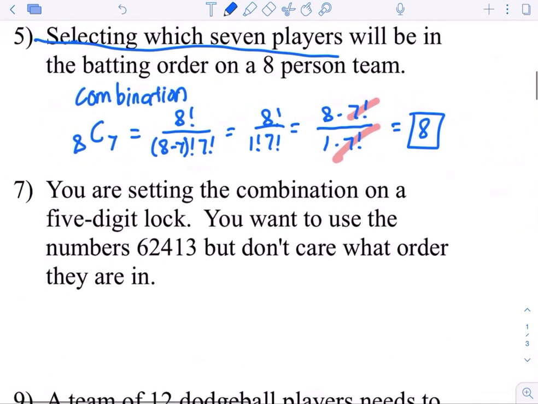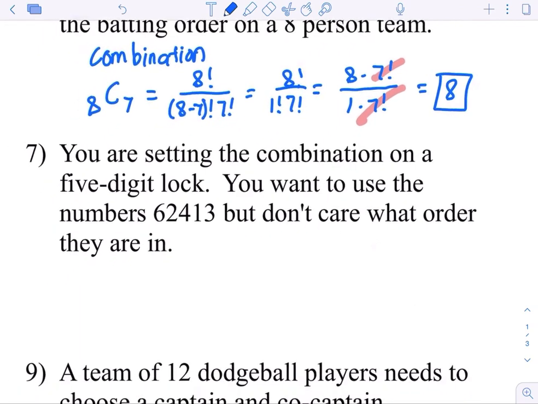7. You are setting the combination on a 5-digit lock. You want to use the numbers 62413, but don't care what order they're in. This one says it doesn't matter what order these numbers are specifically in, but when you put a number in a slot, that number stays there, and the other numbers can't go in that position.